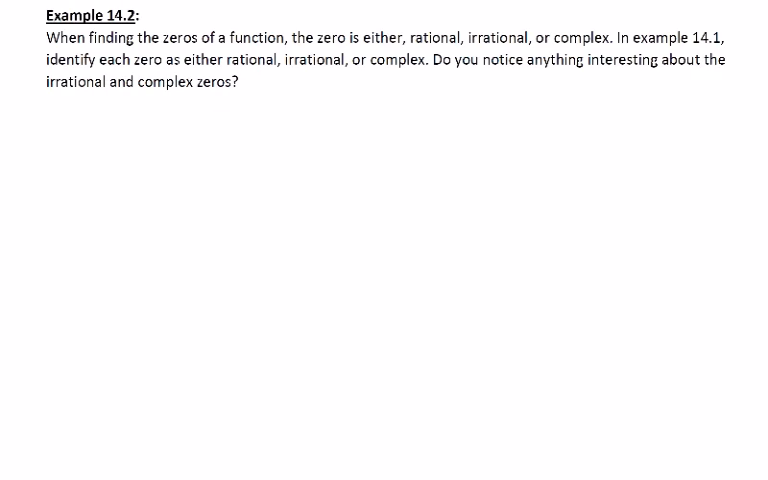In example 14.2, I want to look closely at the zeros that we found in example 14.1. This explains that a zero of a function has to be one of three types. It is either going to be a rational zero, an irrational zero, or a complex zero. Now remember that the rational and irrational zeros are still considered to be real, whereas the complex zeros are going to have the imaginary component in them. So I also want you to take a close look at the irrational and the complex zeros as we go through each one of the examples from 14.1.